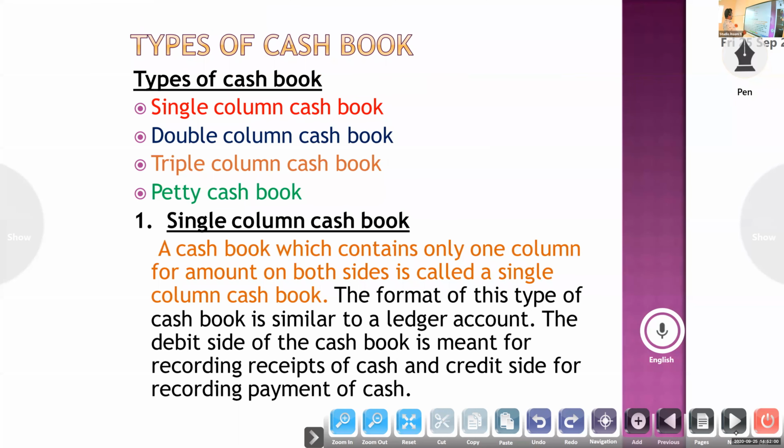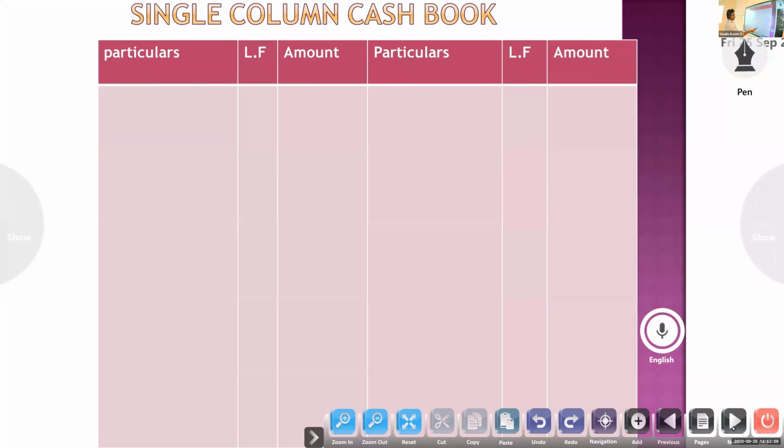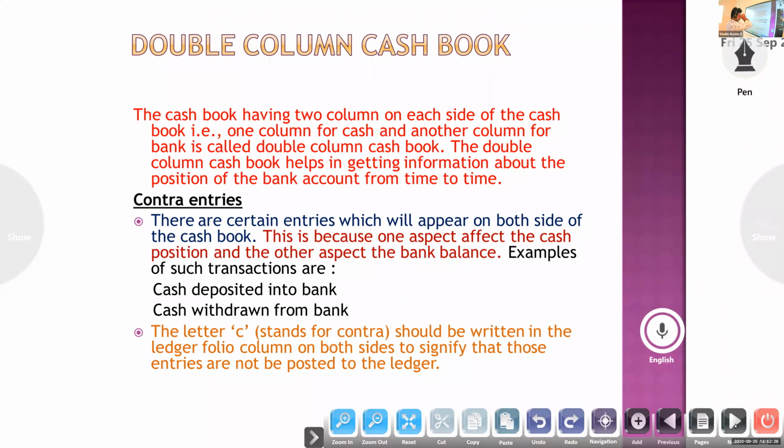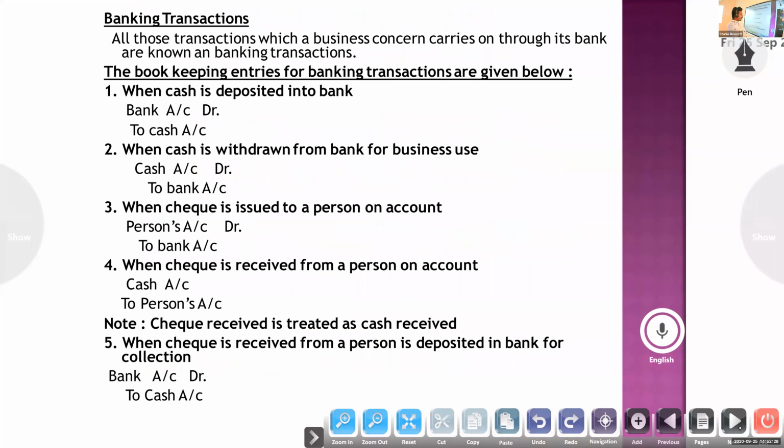Then the types of cash book: single column, double column, triple column, petty. First one, single column: only one amount column on both sides of the cash book. Here we are writing like a cash account only. Receipts on the debit side, payments on the credit side. Then the double column cash book: a cash book having two amount columns on both sides of the cash book.